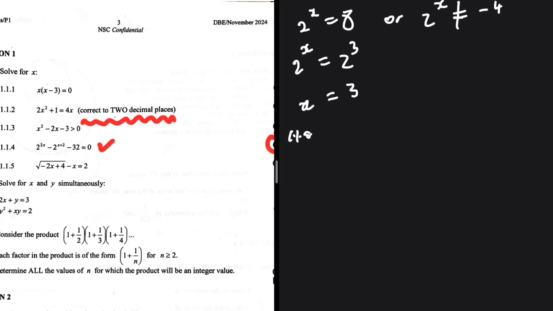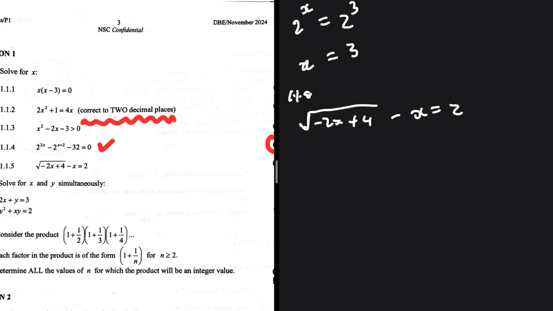And then 1.1.5, we have the square root of minus 2x plus 4 minus x being equal to 2. This is another basic one. We know exactly what we're going to do. We're going to isolate the square root here. We're going to be left with minus 2x plus 4 being equal to x plus 2, because x is going to be positive when it goes to that side. And then we square both sides, sticking to the basics.